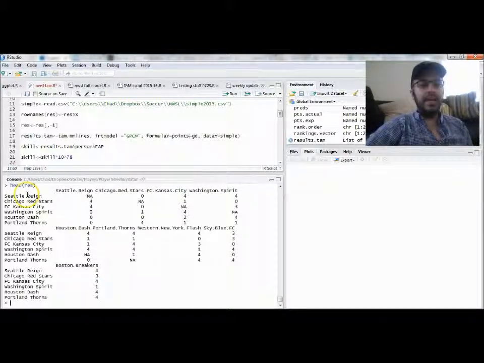The idea is, again, the Reign, when they go to Chicago, they're going to try to beat the Red Stars, and the Red Stars are going to try to stop that from happening. So the Reign try to answer this Red Stars question, and they couldn't. They end up losing to the Red Stars. Not good times if you're a Seattle Reign fan.